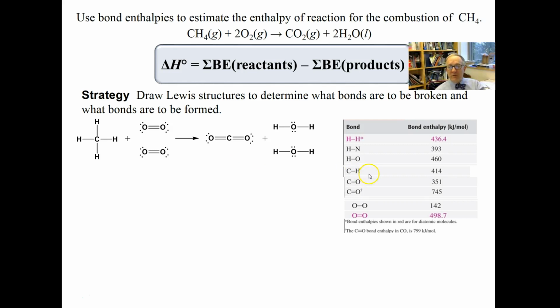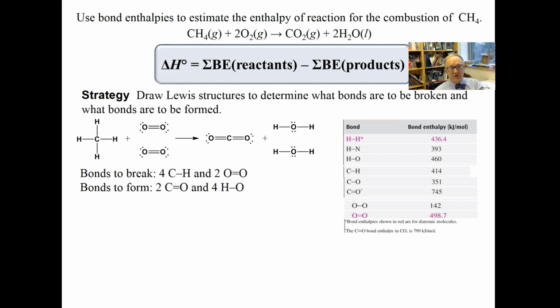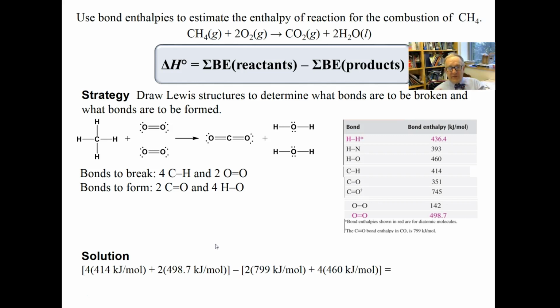And so we can use our table off to the right. We're breaking 4 CH bonds and 2 oxygen-oxygen double bonds. We're making 2 carbon-oxygen double bonds and 4 hydrogen-oxygen single bonds. So we're using the table, so 4 times 414 kilojoules per mole for CH bonds, plus 2 times 498.7 kilojoules per mole from our oxygen-oxygen double bonds. So that's summing up the bond energy of the reactants.